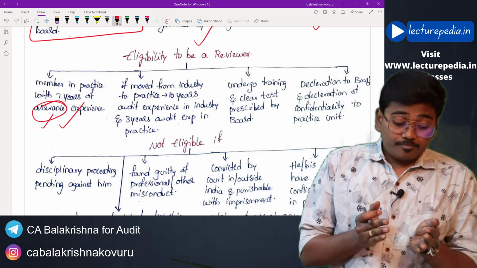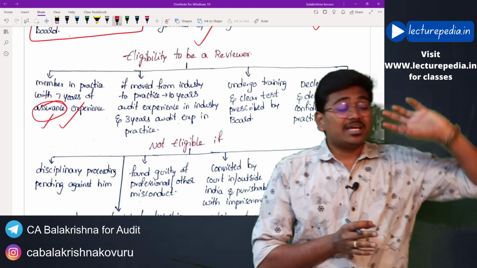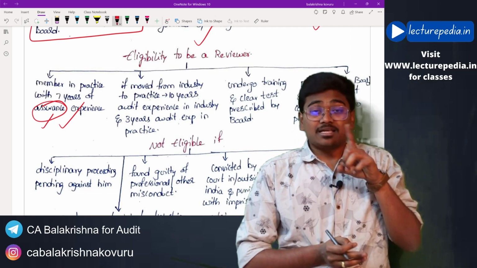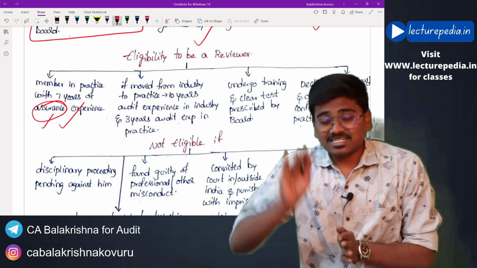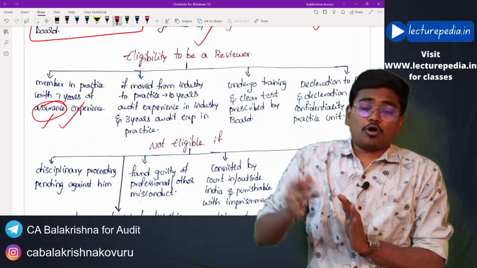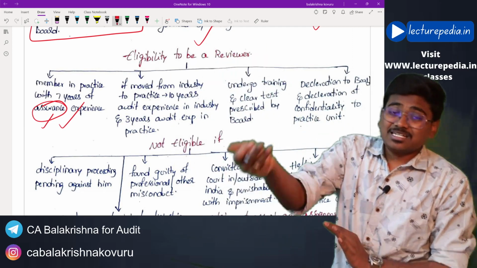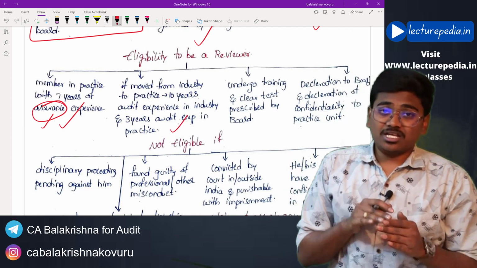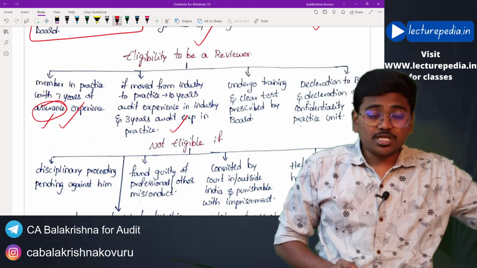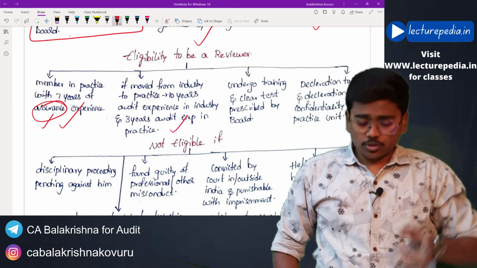Now, if the member has moved from industry to practice, in that case he should be having experience of at least 10 years in industry in the area of audit, and also 3 years in practice in the area of audit. This is the situation if he has moved from industry to practice, that means employment to practice.